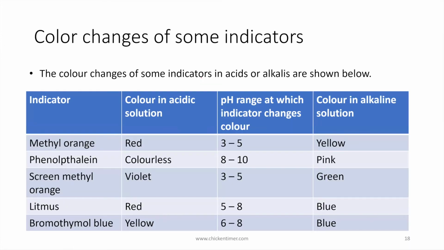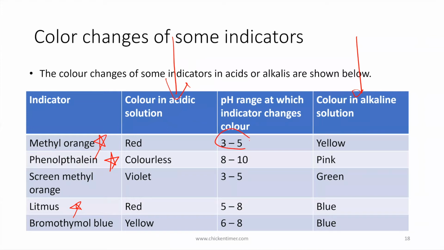We have some other indicators that we use, which is like methyl orange, phenolphthalein, screened methyl orange, and so on. So there are a few here. We usually often use this and this, sometimes with phenolphthalein. The chart is like this. In acidic solution, it will be this color, and in alkaline solution, it will be this color. So the methyl orange will be red color in acid and yellow color in alkaline solution.